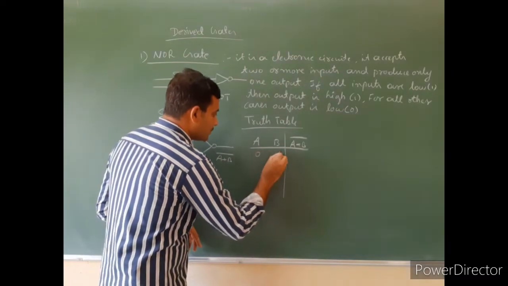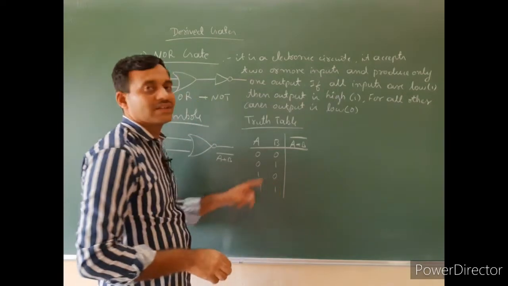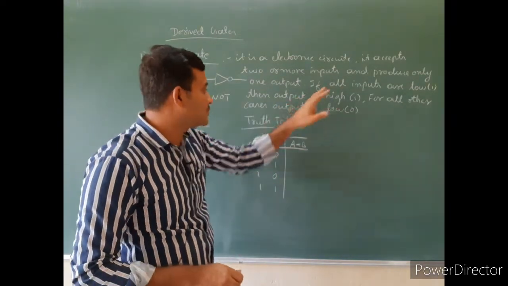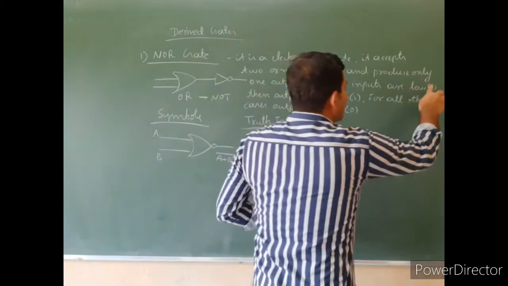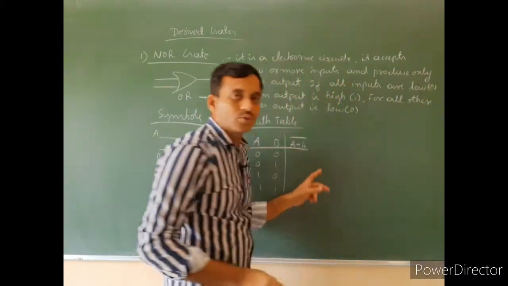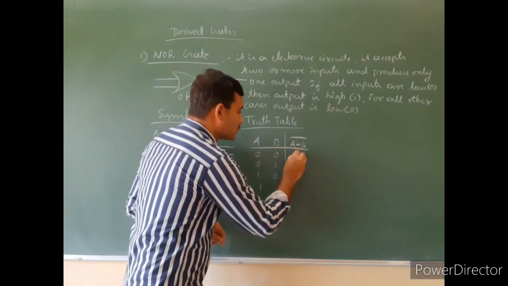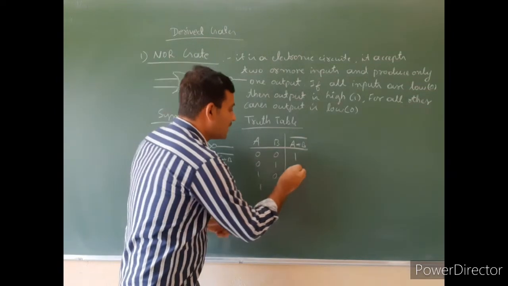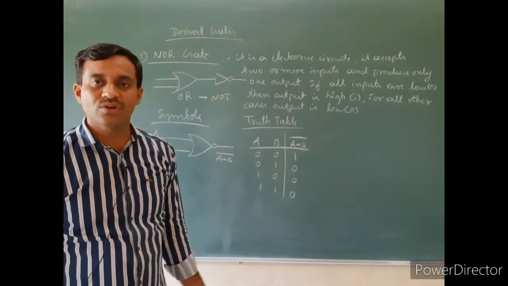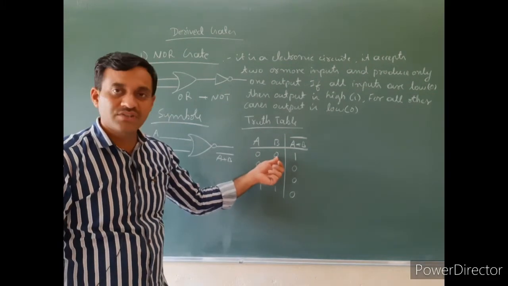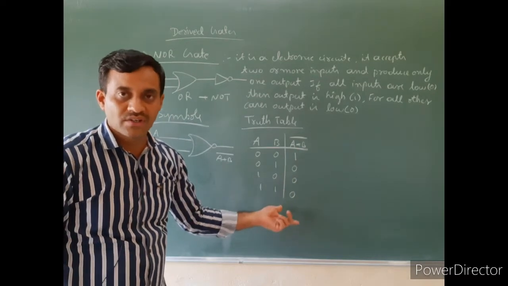So, 0 0, 0 1, 1 0, 1 1. What is the condition for that? If all the inputs are low, then the output is high. So, here 0 0, then the output is high. Then for all other cases, the output is low. For all other cases, the output is 0. When all the inputs are 0, the output is high. For all other cases, the output is low.